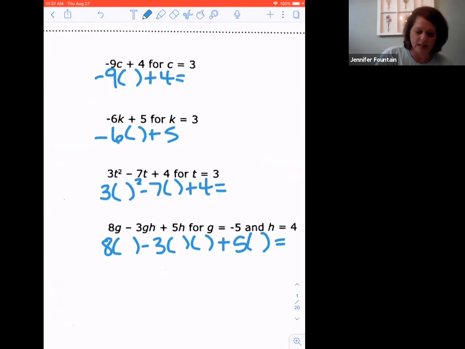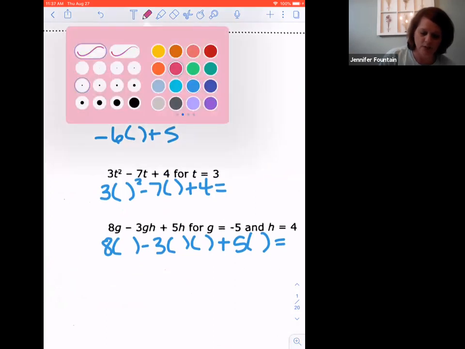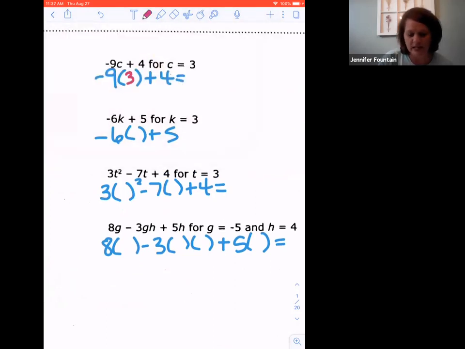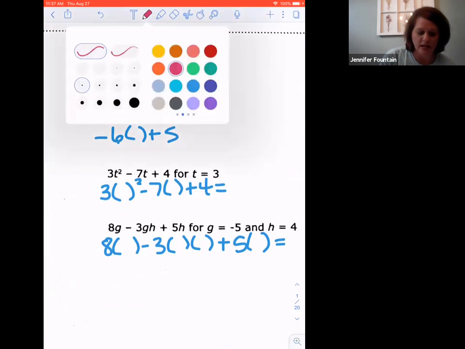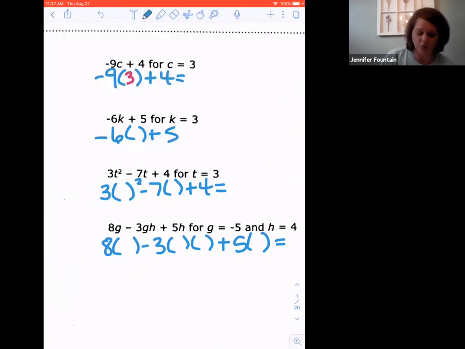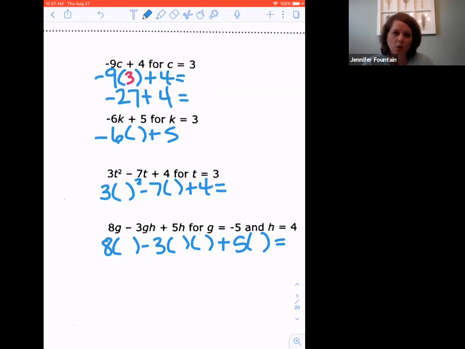I am plugging in my variable. C is 3. So now I've got -9 times 3. Negative times a positive is a negative. I have opposite signs, so I have a negative answer. 9 times 3 is 27 plus 4. -27 plus 4, I have opposite signs. I take the sign of the larger and find the difference of my numbers. -23.